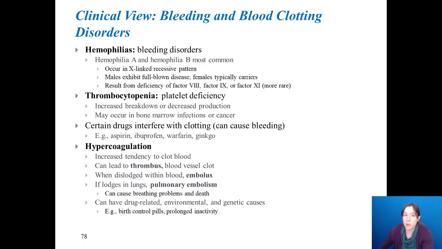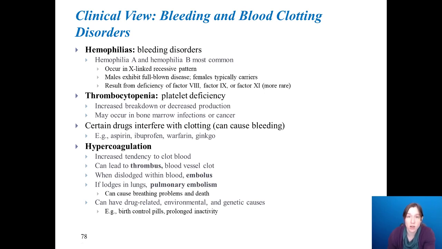The last thing we'll briefly mention, since we're talking about blood clotting, is bleeding and blood clotting disorders. I'm not going to test you on the disorders, but it's good to know a little bit about some of the disorders that are possible. Hemophilias are bleeding disorders. You've probably heard of them. Sometimes they were prevalent in some royal families. Hemophilia A and hemophilia B are the most common, where the males exhibit the full-blown disease and females are typically carriers. They result from deficiencies in some clotting factors like factor 8, factor 9, or factor 11, which is more rare.